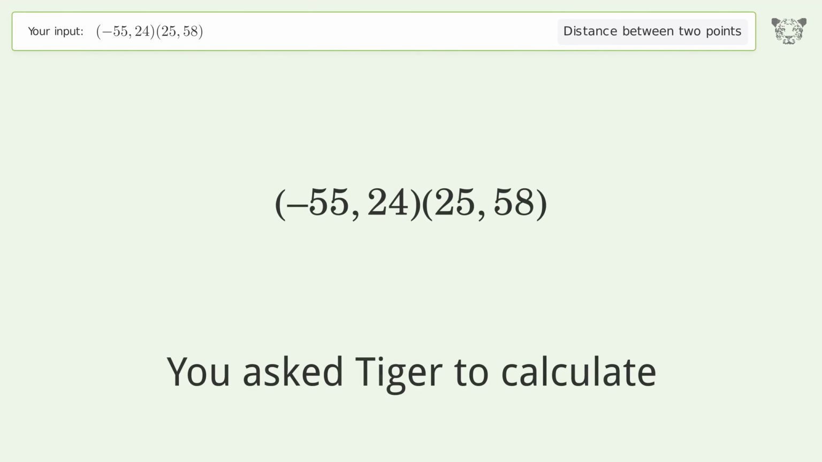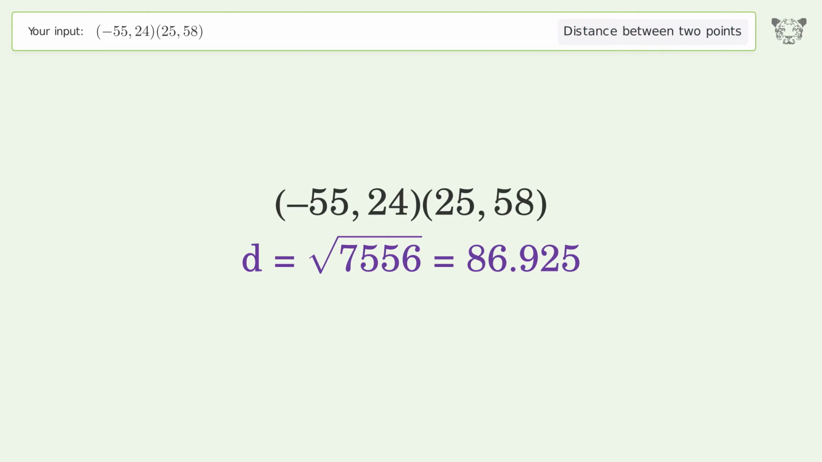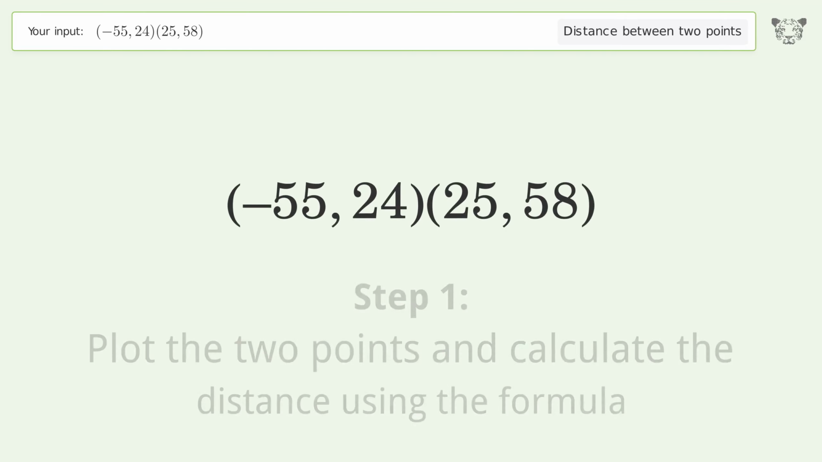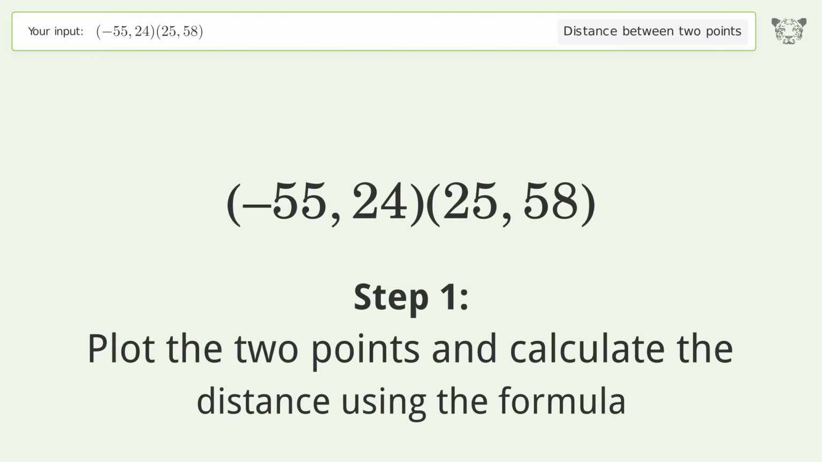You ask Tiger to calculate. This deals with the distance between 2 points. The distance between the 2 points is the square root of 7,556, or 86.925. Let's solve it step by step. Plot the 2 points and calculate the distance using the formula.